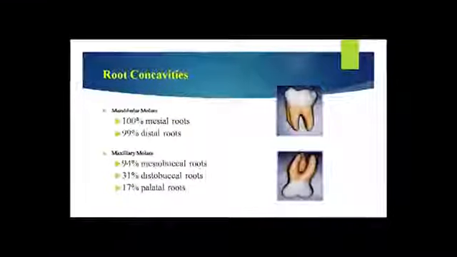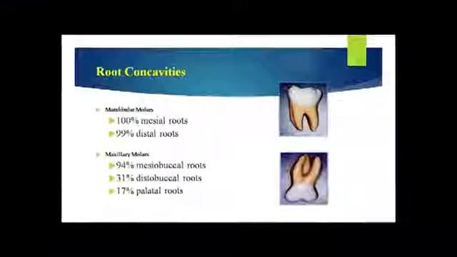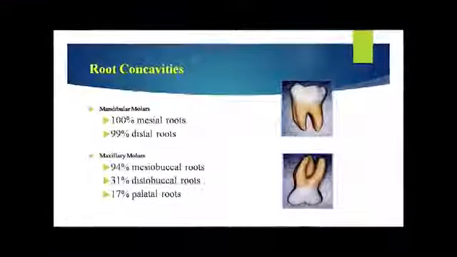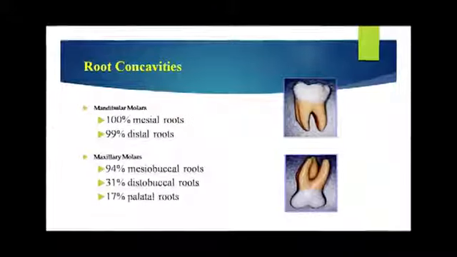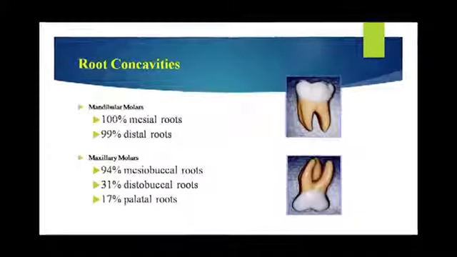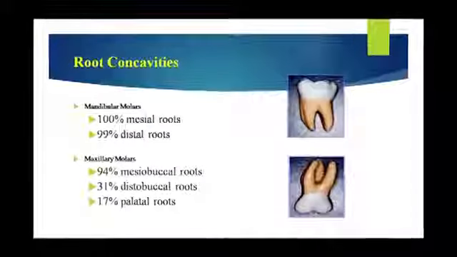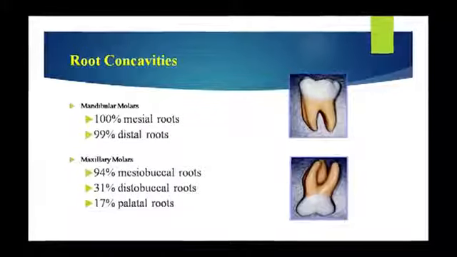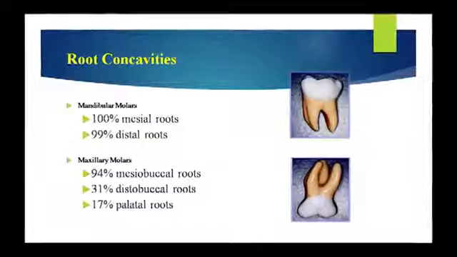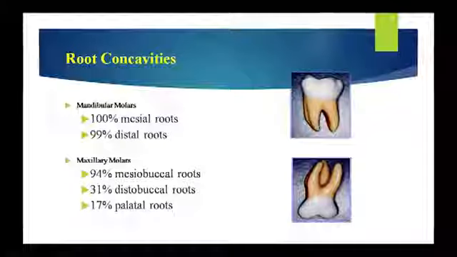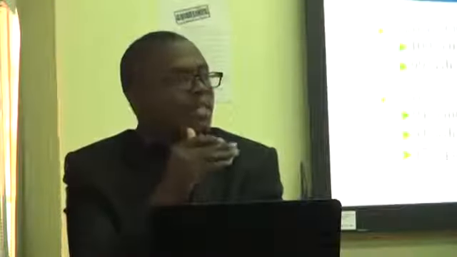And research has shown that almost 100% of mesial roots of mandibular molars are curved, and 99% of the distal roots are curved. The least curved are the palatal roots of the maxillary molars. So if the furcation is on the palatal surface, distopalatal or mesiopalatal, it is easy to clean as compared to a furcation between the mesial and the distal roots of a mandibular molar.